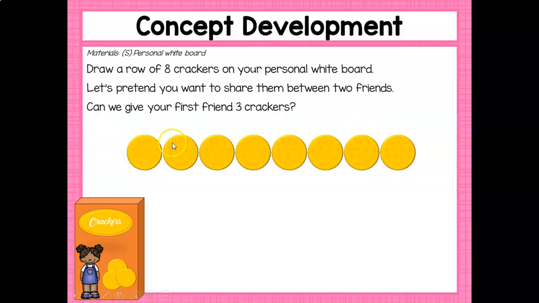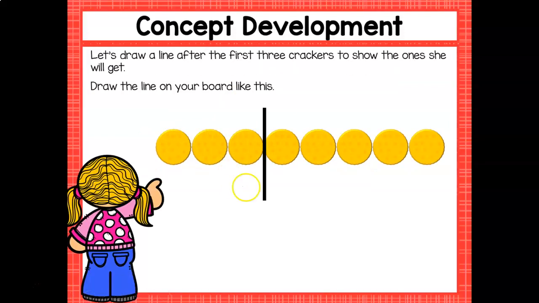So 1, 2, 3. Now you can circle those 3, or to make it easier, you can just draw a line right down the middle. I'll show you. Just like this. Okay, or if you have crackers in front of you, you can take 3 and put them to one side and your other ones on the other side.